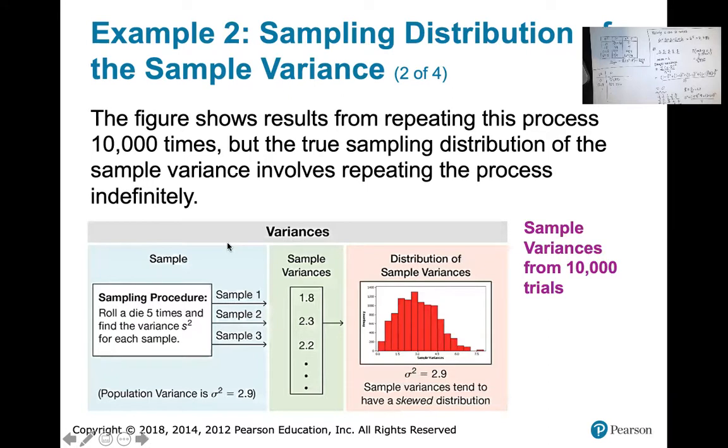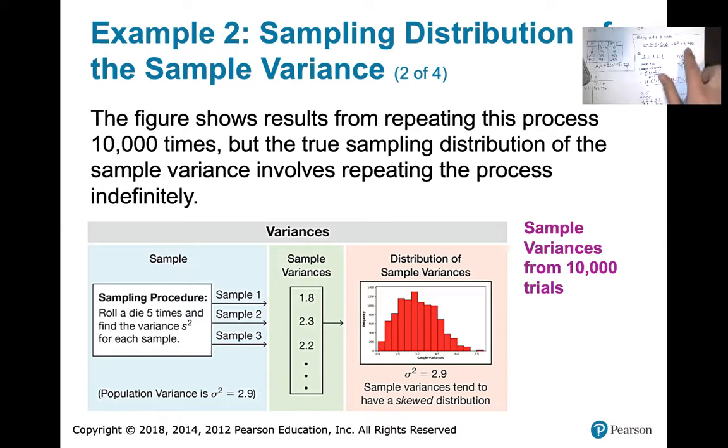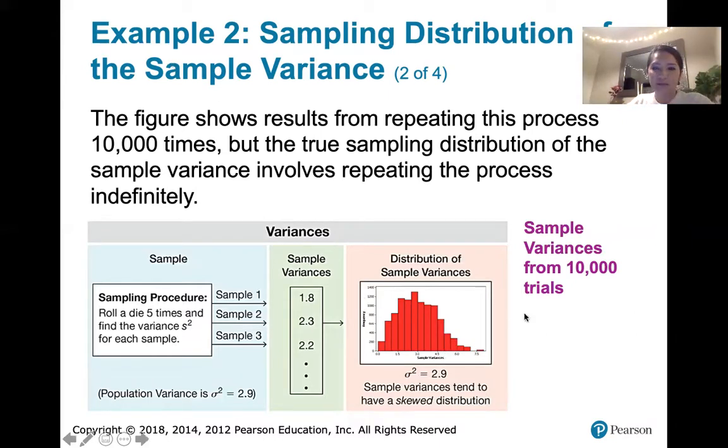He says the true sample distribution would involve repeating this process indefinitely. I don't think it's necessary to repeat it indefinitely. I think we would just have to be aware of the 7,776 possibilities and the variances for each of those possibilities, and then the number of times those variances showed up out of those 7,776, so that we could get the true probability of each sample variance, just like we did in the last example. But notice what he has here. He says maybe the first time you do that, you have a sample variance of 1.8. Maybe the second time you do that, you get a sample variance of 2.3. Third time, you get a sample variance of 2.2, and so on.